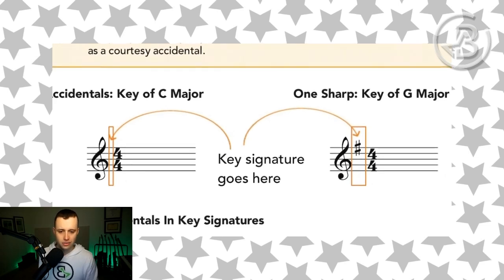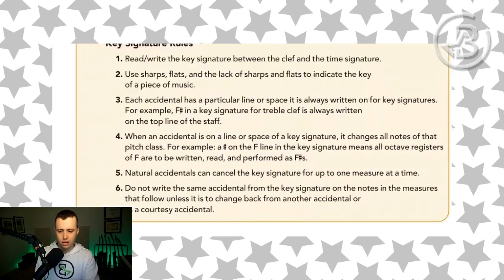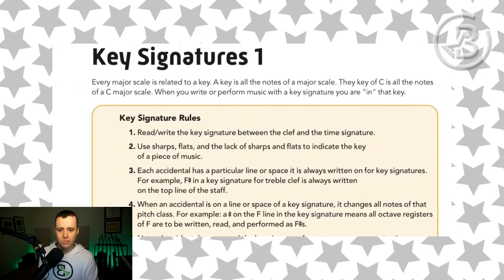Right there and right there, you see that we have an accidental over on the right, written on line 5 of the staff, and on the left, there are no accidentals, and those are both key signatures. So let's talk a little bit more about key signatures.